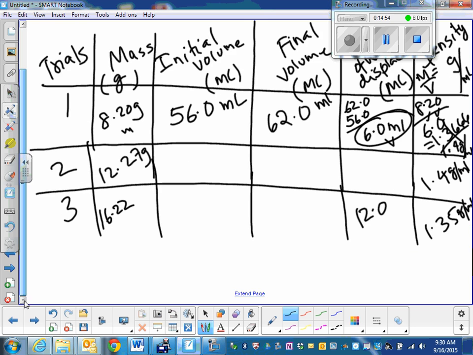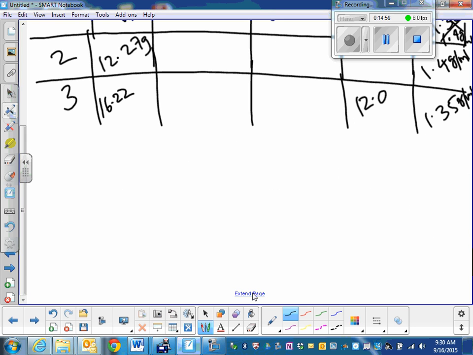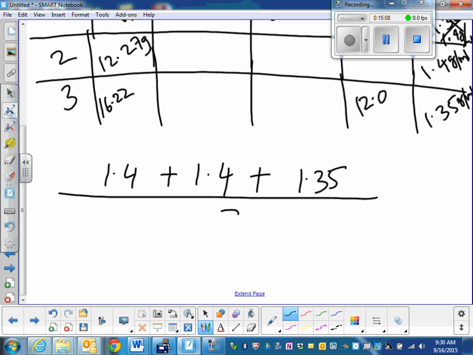Let me teach you a new rule for sig fig that I haven't taught you so far. So I'm finding my average. I have 1.4 for the first trial, 1.4 for the second trial, 1.35 for the third trial. I add them all and divide by 3. But my volume was 12.0. The displaced volume was more. It is 3 sig figs, so I have to report 3 sig figs.